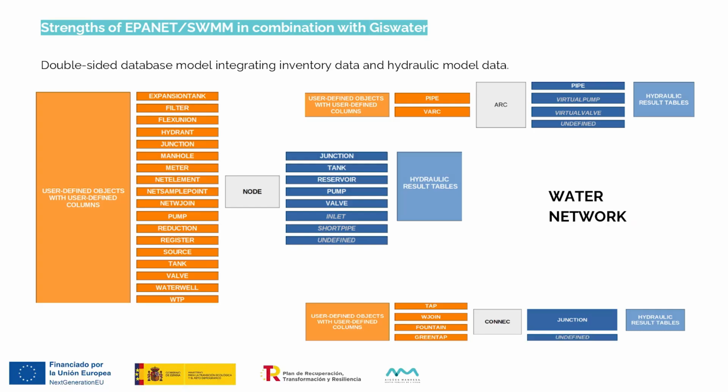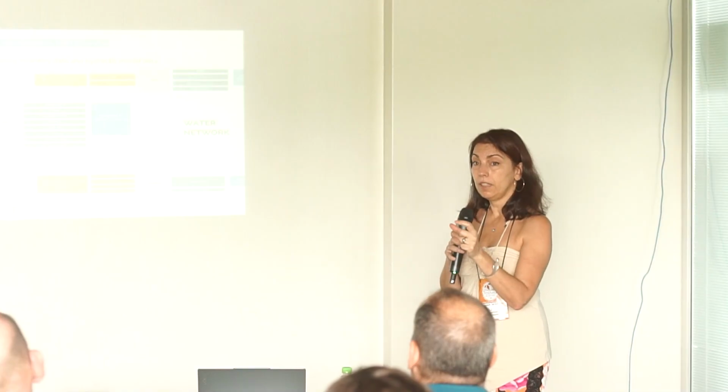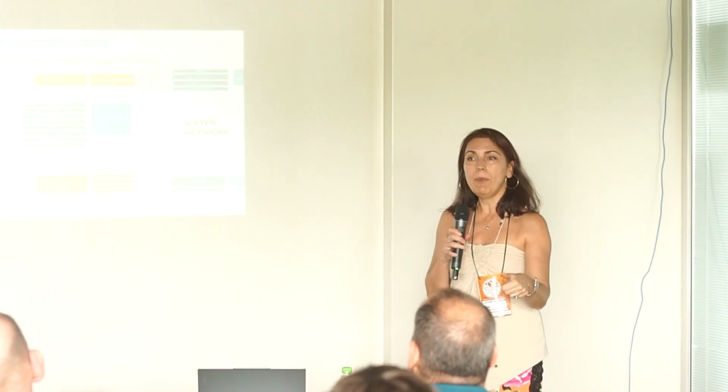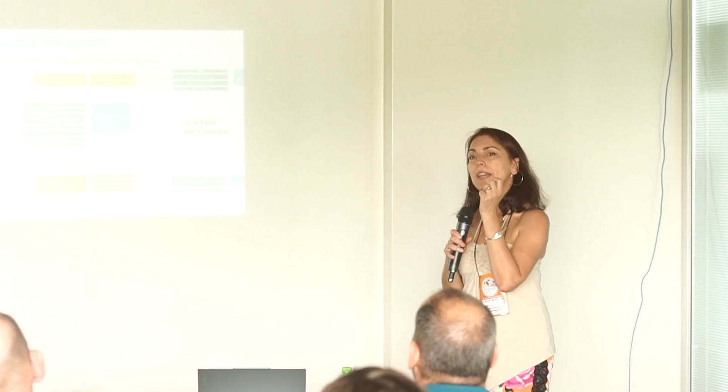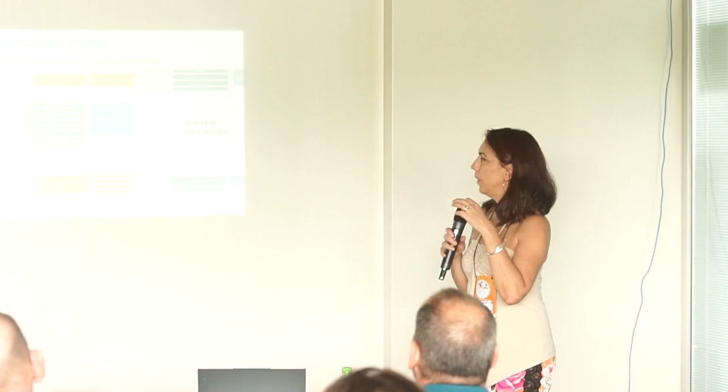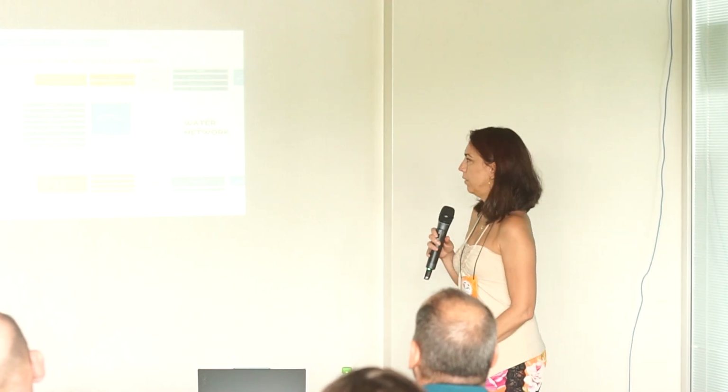I will give you an example. In the inventory world, we draw a valve as a node. We will not start to draw all the valves as arcs. But in Epanet, a valve is an arc. Or a flow meter, we draw it as a node, but in EPA it's also an arc. Pumps, the same.